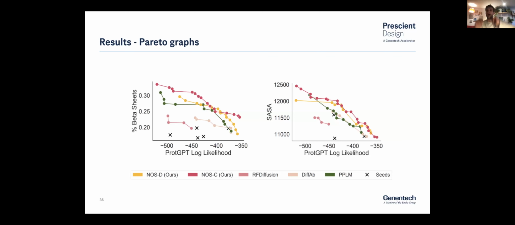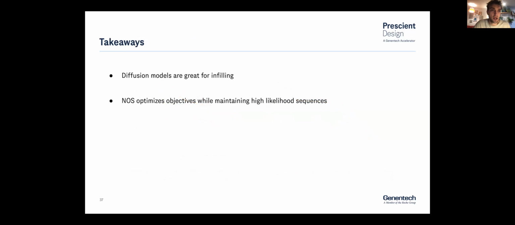which shows that basically we're good at both optimizing the objective and maintaining high likelihood at the same time. So that's exactly what we designed the model to do. And it's good to see that with in silico objectives, that's exactly what we get out. So takeaways from this section, we're going to move into Sam's section next, are that diffusion models are great for infilling. They generate high likelihood sequences with good sequence recovery. And also we can use NOS, this gradient-based method, to generate sequences that both optimize the objective that we care about while still having high likelihood.